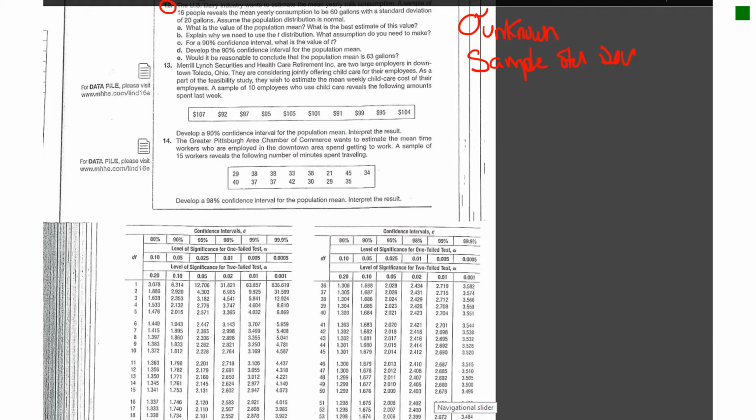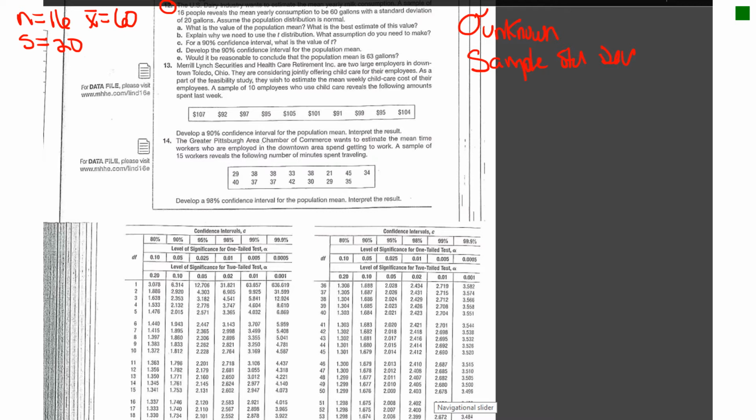So it says the U.S. dairy industry wants to estimate the mean yearly milk consumption. They took a sample of 16, so n is equal to 16. That's our sample size. The average from the sample was 60, so x bar is equal to 60. And S is going to be equal to 20. Notice I didn't write sigma, I wrote S because this is a sample standard deviation. So assume the population distribution is normal.